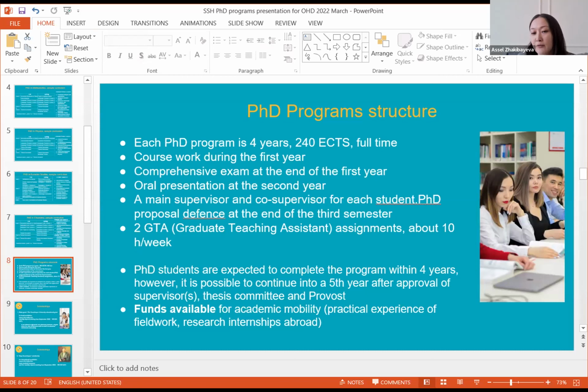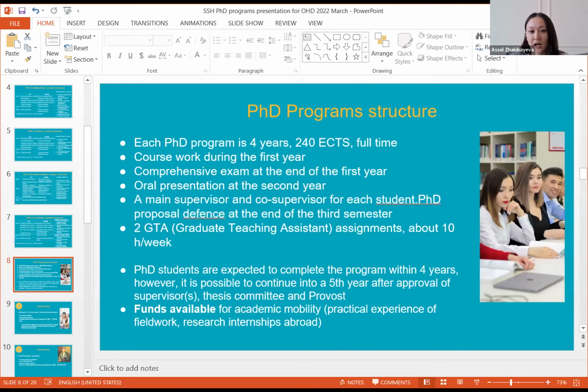As the program is mainly for 4 years, but in some cases it can be extended to the 5th year, it is also subject to additional approval from your supervisors and from the provost. In some cases, some researchers might need more time than 4 years, and these cases are included and will also be funded.